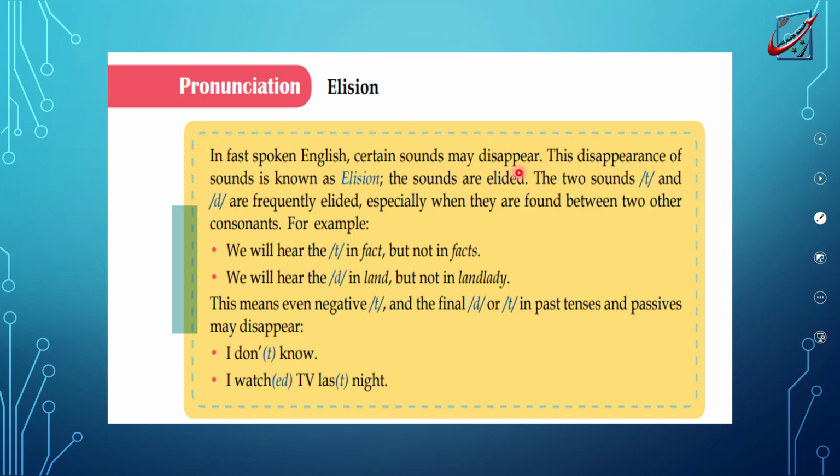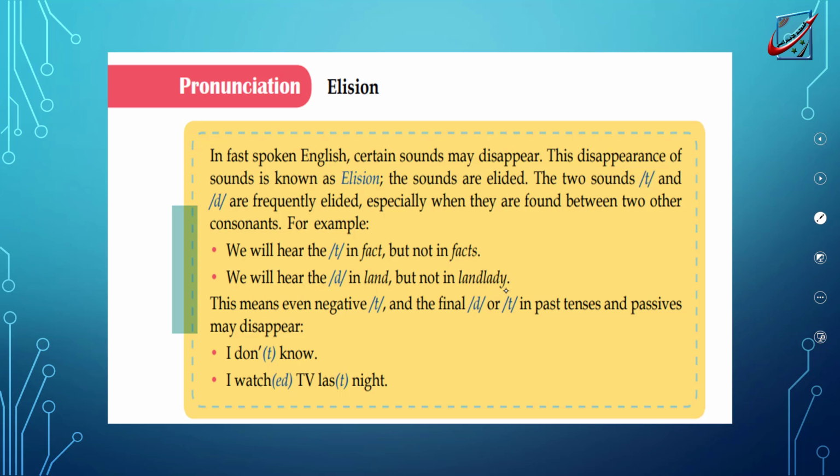The two sounds t and d are frequently elided, especially when they are found between two other consonants. For example, we will hear the t sound in fact, but we do not pronounce it in facts. We delete it. We drop it slightly. We don't pronounce the t sound in the word facts. You see? Now another example. We will hear the d sound in land, but not in landlady.